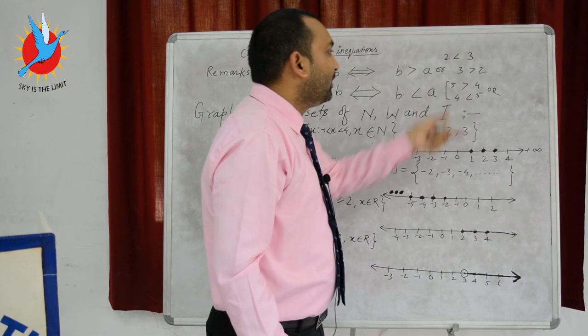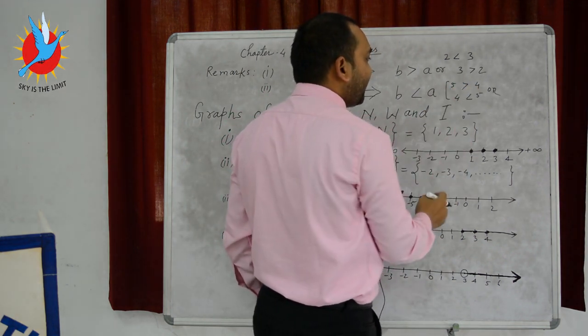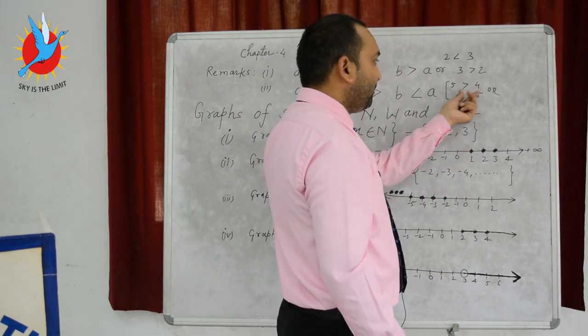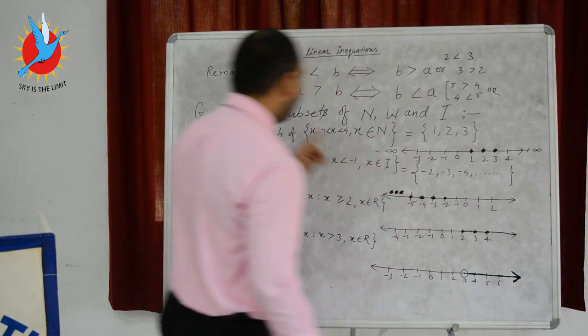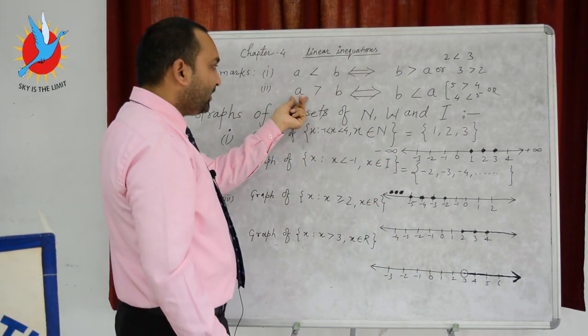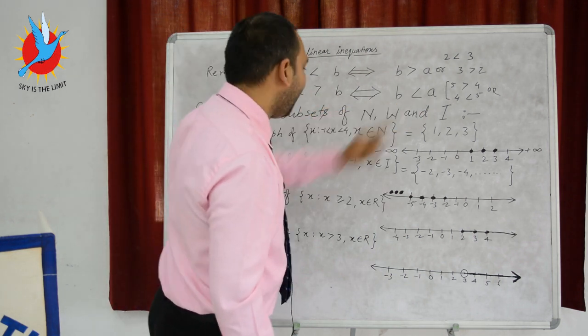If we change the inequality and the position as well, then we can read 5 is greater than 4 as 4 is less than 5. So here A is greater than B, it means B is less than A.